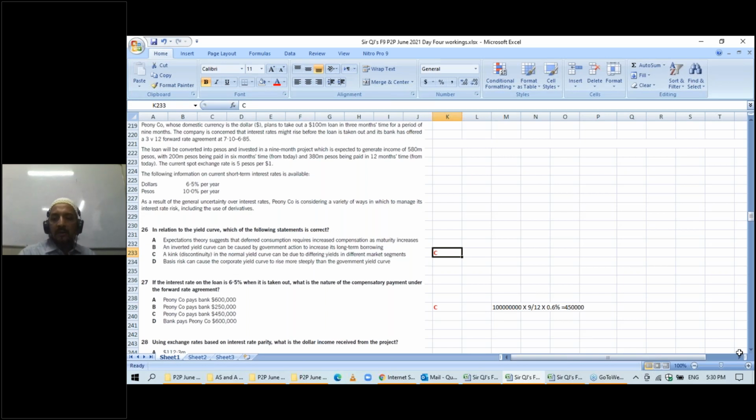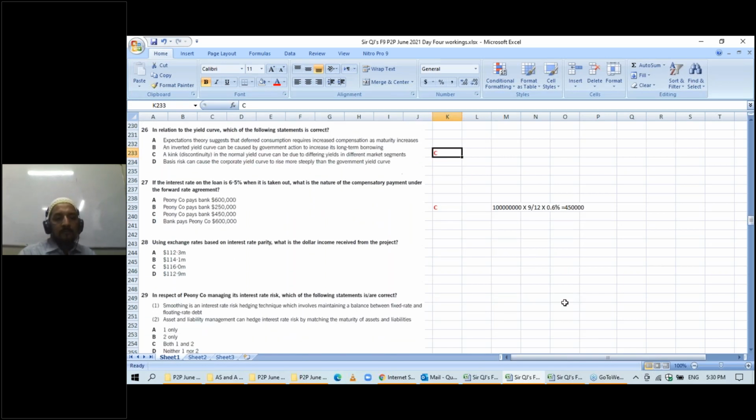Okay, now 8. Using exchange rates based on interest rate parity, what is the dollar income received from the project? So they are telling you that using interest rate parity means you are going to enter into a forward rate agreement. So they are going to receive some foreign currency amount in the future. So you have to hedge it. So first calculate the forward rate and then divide the foreign currency amount by the forward rate in order to arrive at the local currency income.